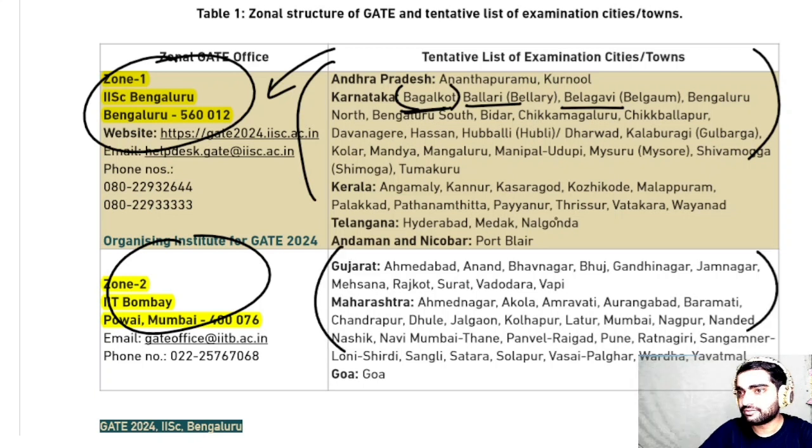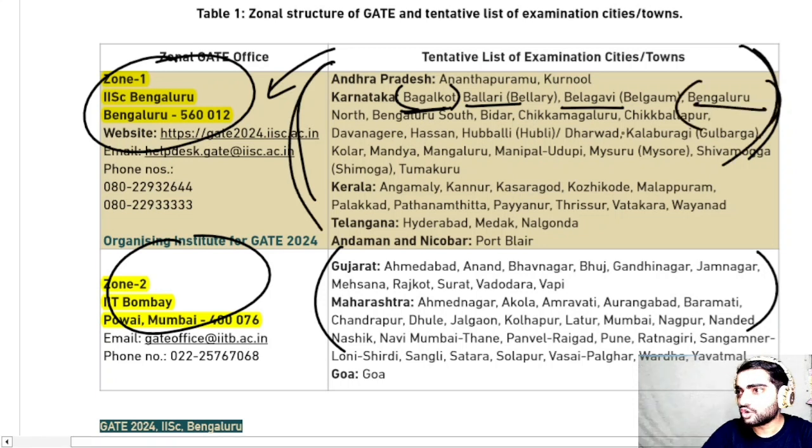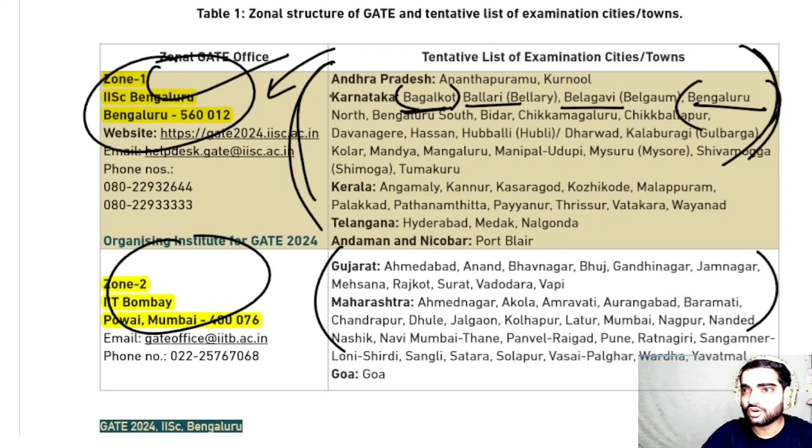So make sure that you select the cities very carefully, because this is the first zone. So if you are someone who resides in Bangalore and you are going to appear for the examination in Bangalore, you select the second and third preference from the zone 1 cities only. So this was all about the exam cities.